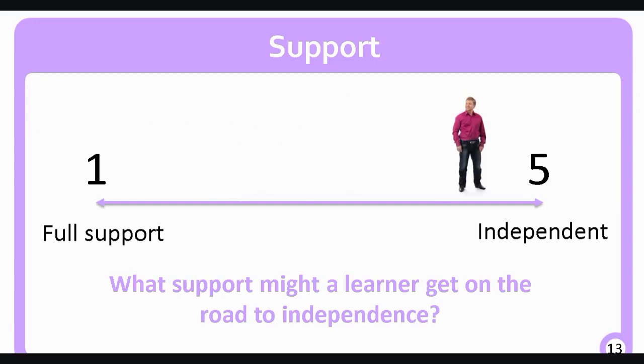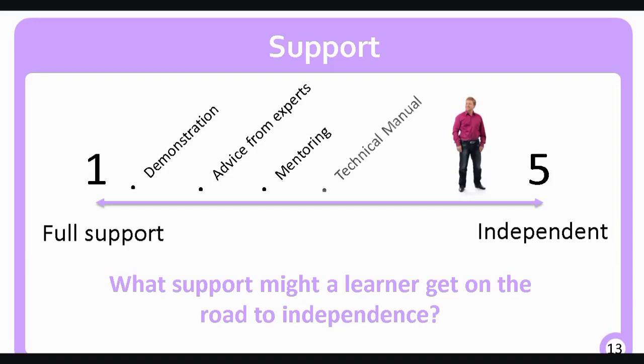And there's a few ways we can do that. For somebody who's close to level 1 support, we might demonstrate things to them. We might show them things one step at a time so they can copy and mimic what we're showing them. With a little bit more independence, they might be able to just take advice from experts instead of needing the demonstrations. Further along the road, maybe they just need some mentoring and occasional support, or even just a technical manual. Let's just give them a manual and they can do it themselves.